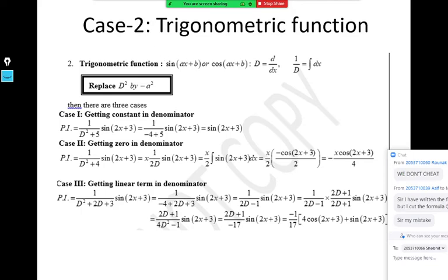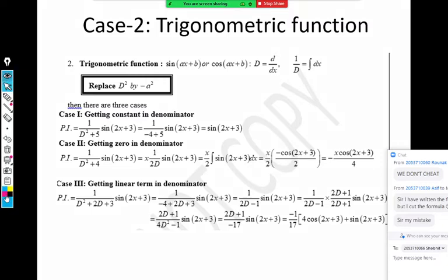Second case of calculating particular integral. In the last session, we learned how to get the particular integral if we have an exponential function. In the exponential function, the shortcut method says just replace D by a and get the particular integral.